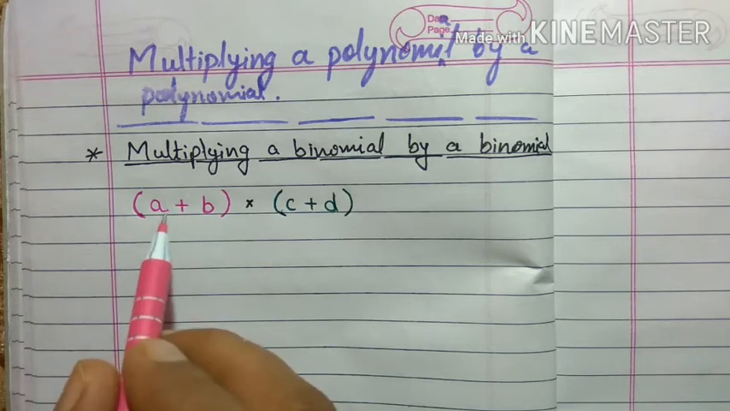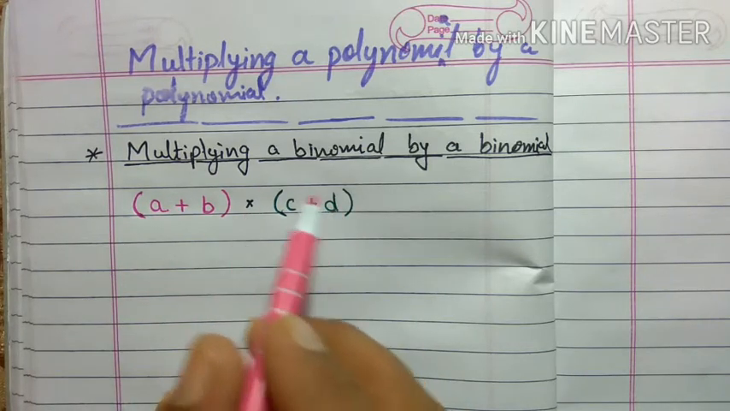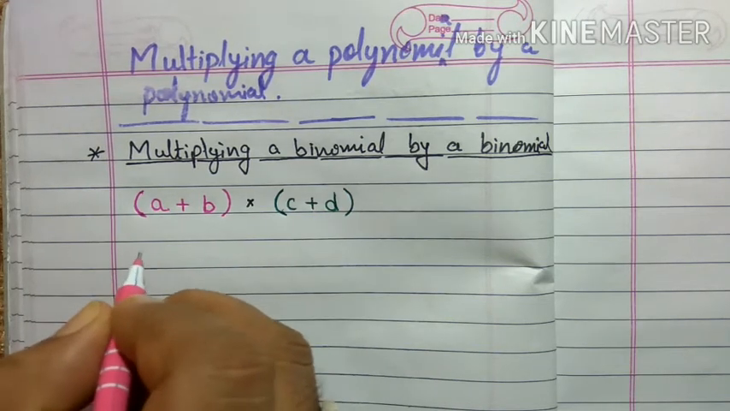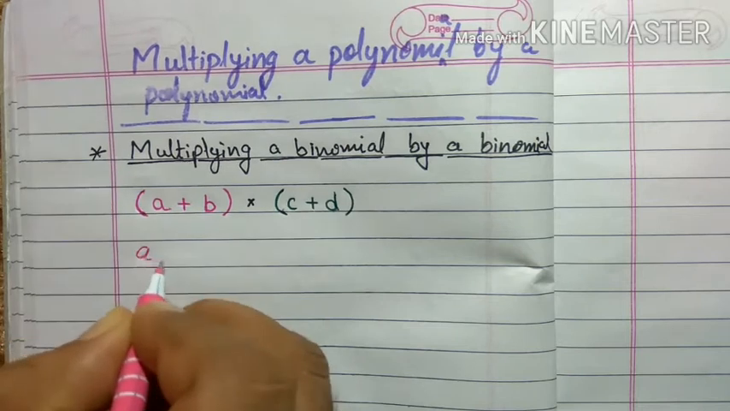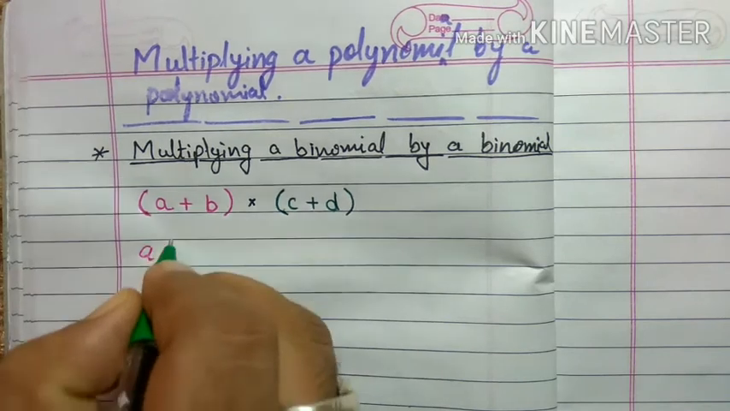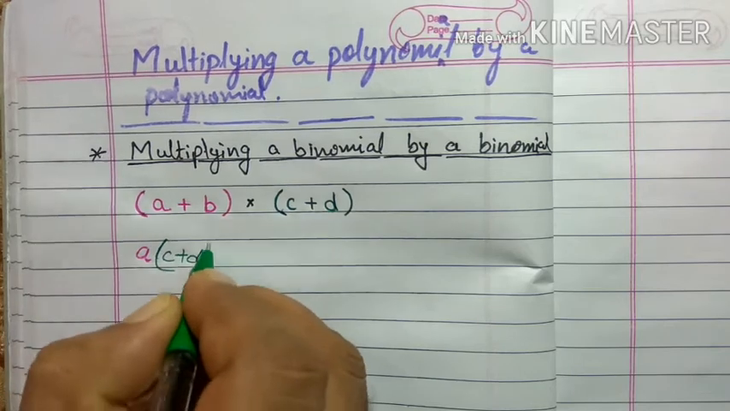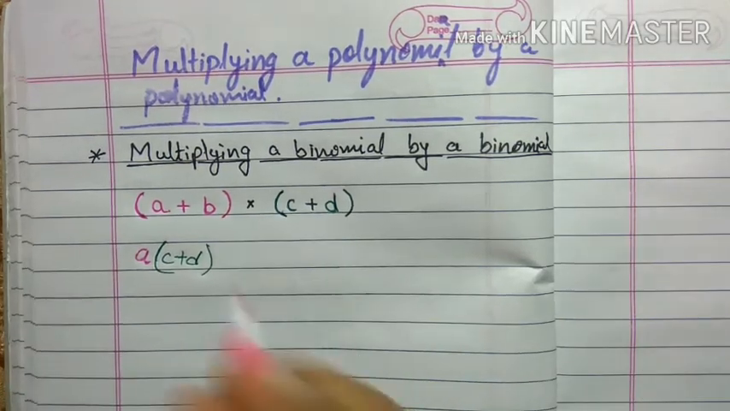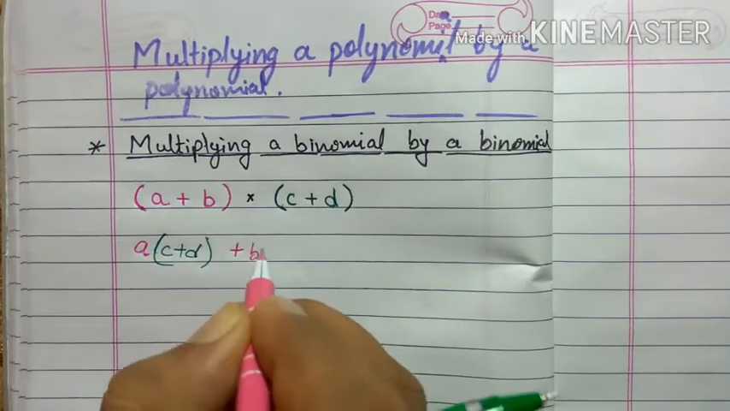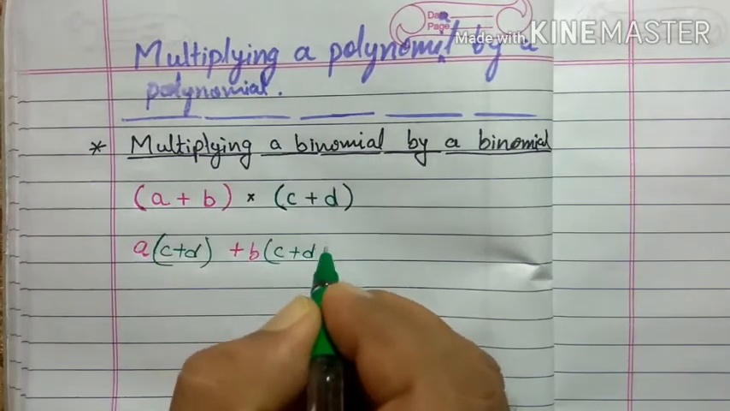For example, multiplying binomial by binomial. So, this is the example a plus b multiplied by c plus d. First of all, we will start from the first number from the first bracket. We will open the bracket and multiply by this whole expression. So we will do a multiplied by c plus d, and then the next is plus b, again multiplied by c plus d.